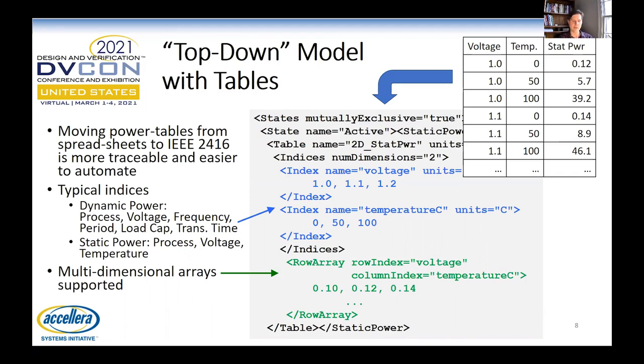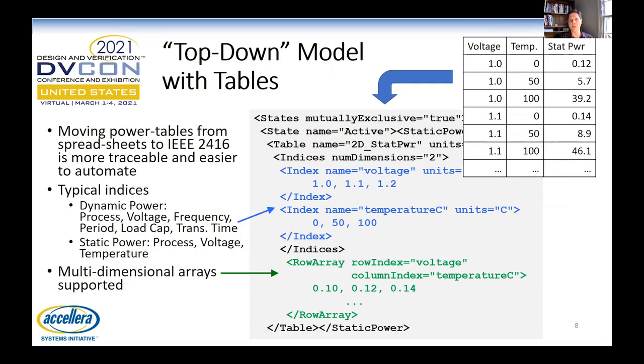Here I'm showing a 2-dimensional table with indices of voltage and temperature, but the standard supports as many indices as I want in as many dimensions. And I've listed here the kind of indices that we typically use for static and dynamic power tables.